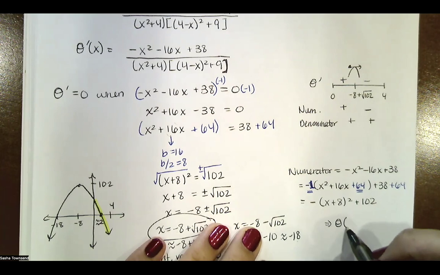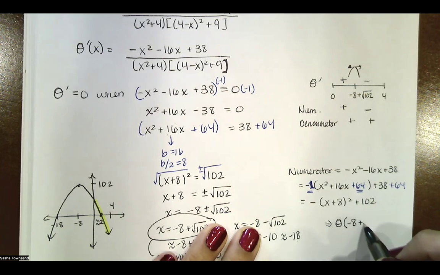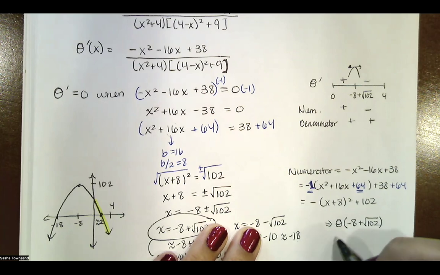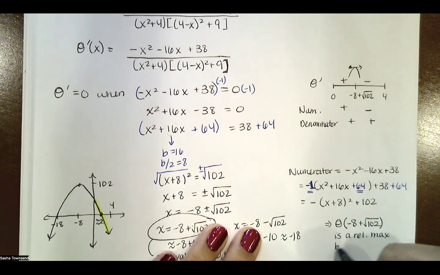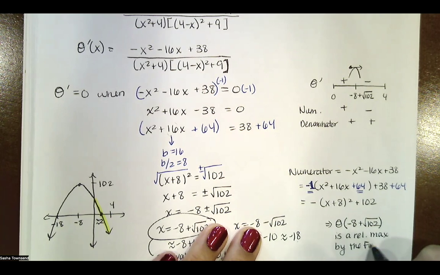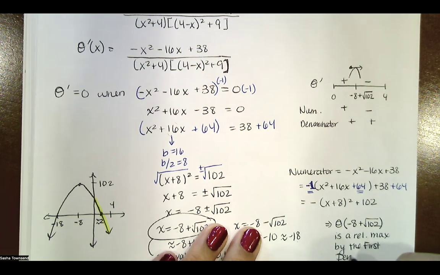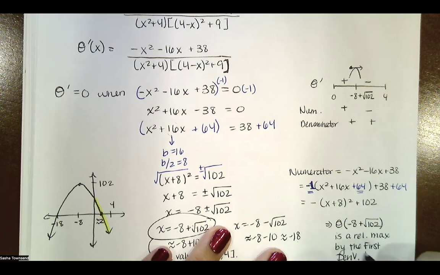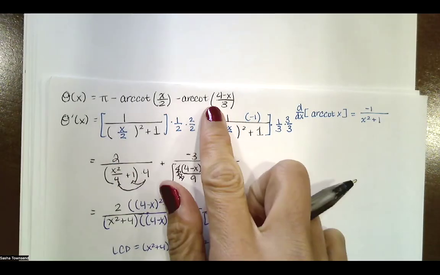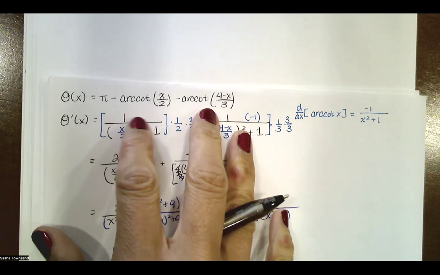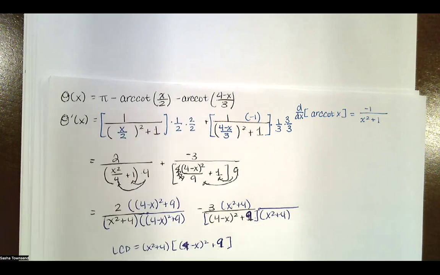So theta evaluated at -8 plus the square root of 102 is a relative max by the first derivative test. And if we want that maximum angle, we have to substitute this x value into this function. And then when we do that, we'll find the maximum angle. And we'll use the calculator to get a numerical approximation of that -8 plus the square root of 102.